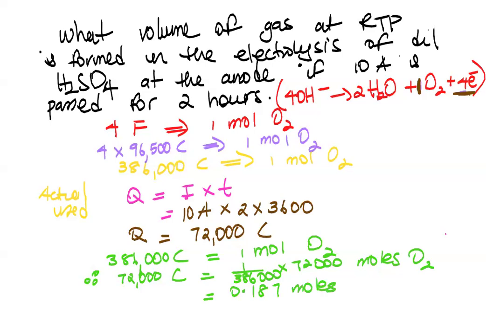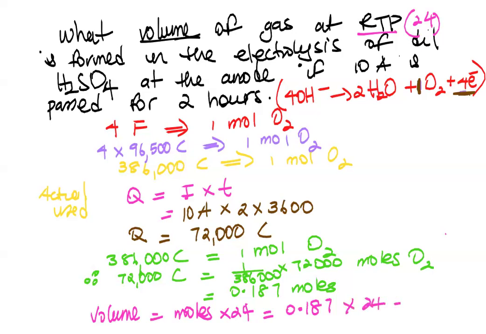But the question doesn't want mass, we want volume. And you know the volume of a gas is equal to moles by the RTP constant, which is 24. 24 dm cubes is 1 mole. Moles by 24, which is 0.187 by 24, which is how much dm cube? Was that 4.48 dm cube? Roughly? Yeah, roughly 4.48 dm cubes. How many of us are okay with these questions?